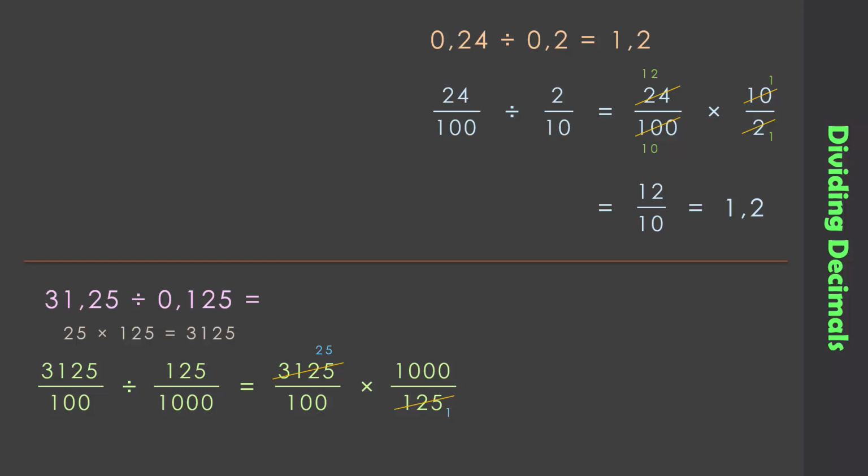And then let's see 1,000 and 100. 1,000 is divisible by 100. 1,000 divided by 100 equals 10. And 100 divided by 100 equals 1. And then we do the multiplication of fractions, numerator times numerator over denominator times denominator. 25 times 10 equals 250 over 1 times 1 equals 1. We don't need to write 1 as denominator, so the result is 250. So 31.25 divided by 0.125 equals 250.